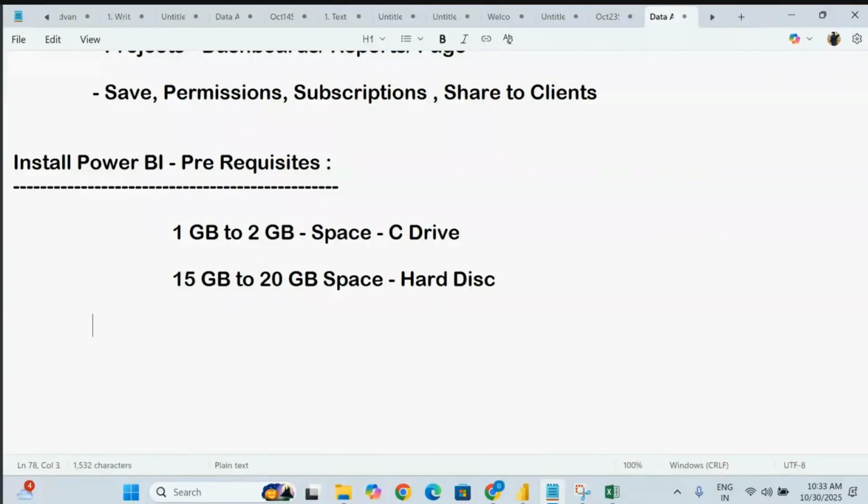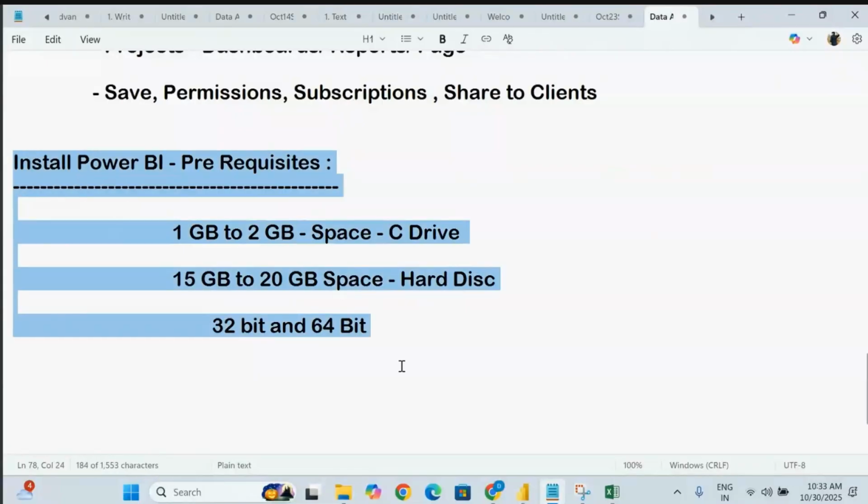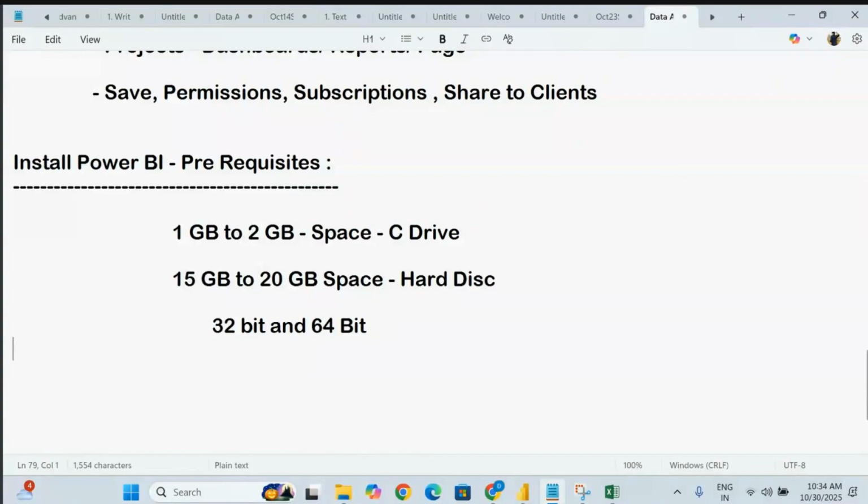For example, if you have old laptops, you can also install on 32-bit laptops, no worry. Usually we all use 64-bit laptops only. So you can install on both. These are only the prerequisites. Make sure that on your laptops, tomorrow we are going to install Power BI on your machine.